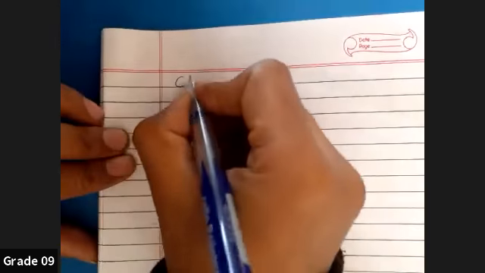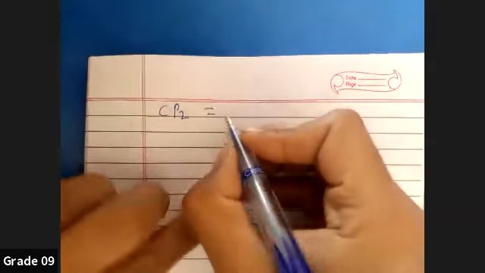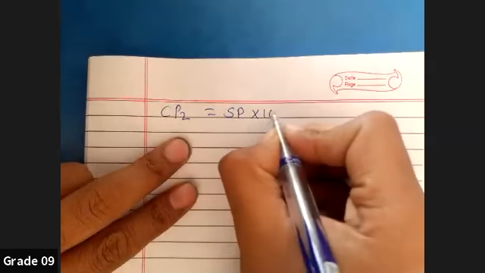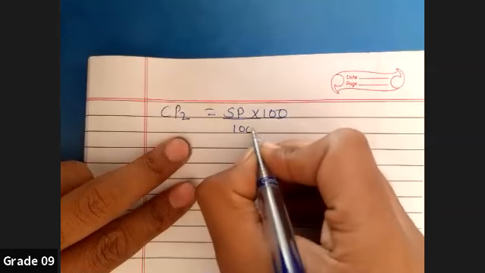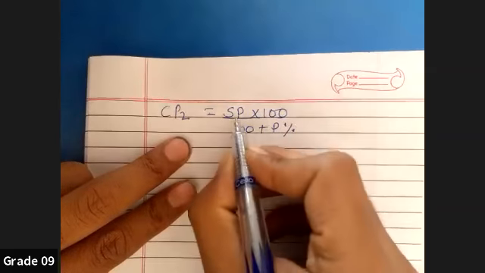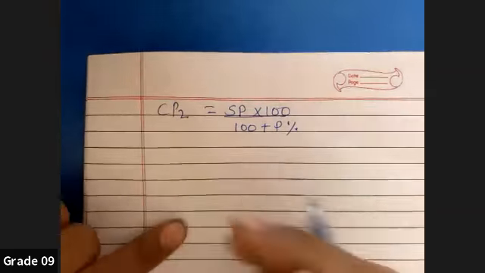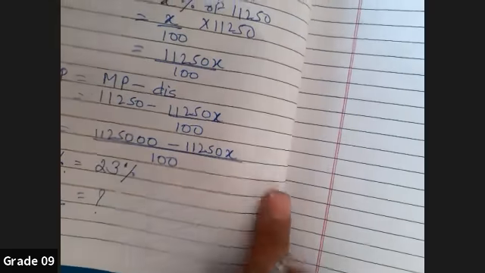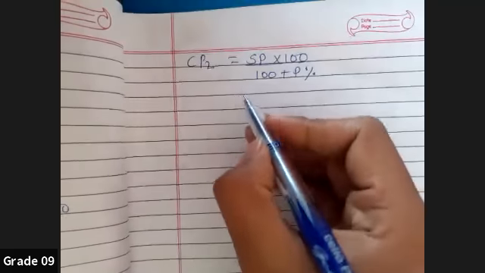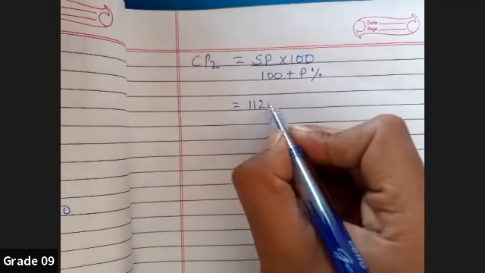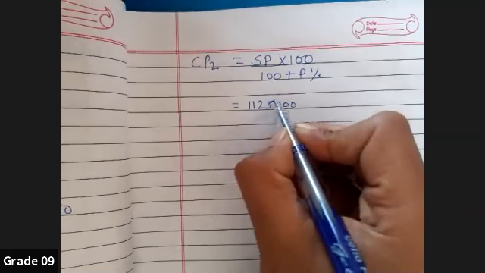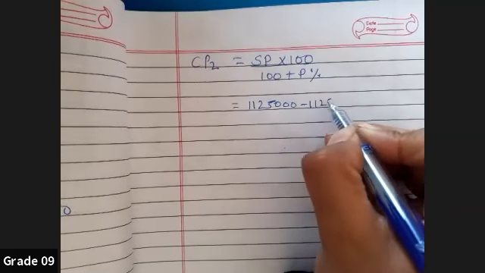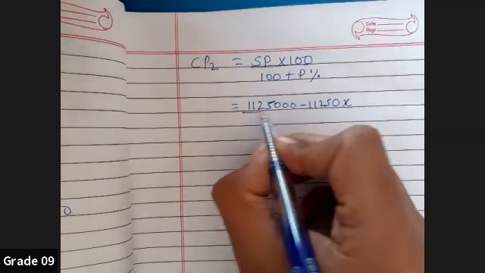So cost price, I'm writing this as CP2. It is SP into 100 upon 100 plus P%. Because SP is very large, you can see here it is 1125000. I have to write the full data. 1125000 minus 11250x, whole divided by 100.